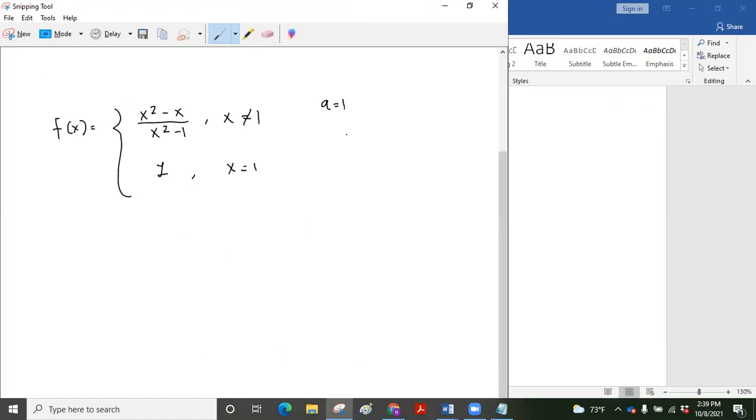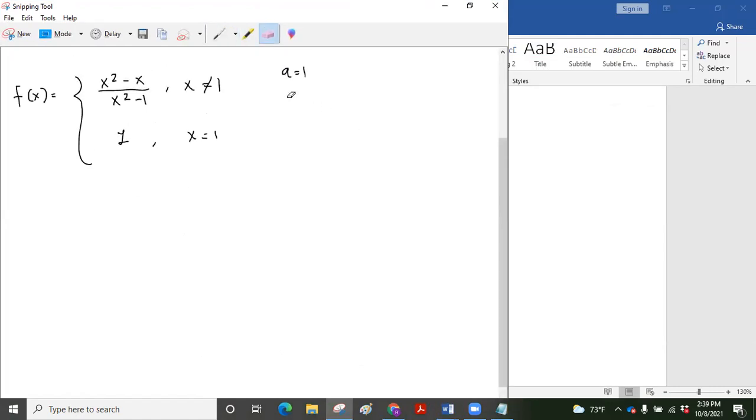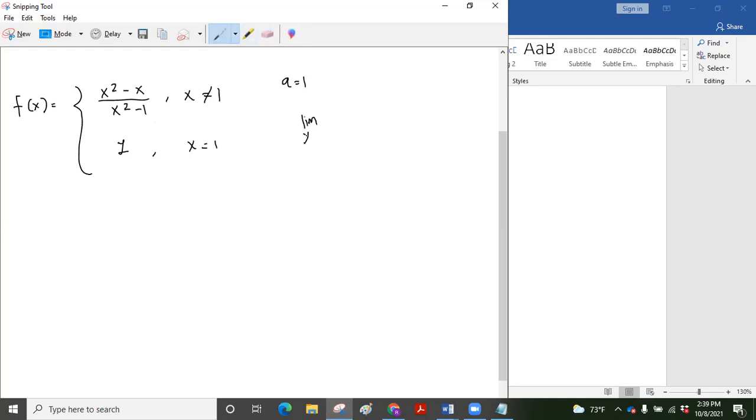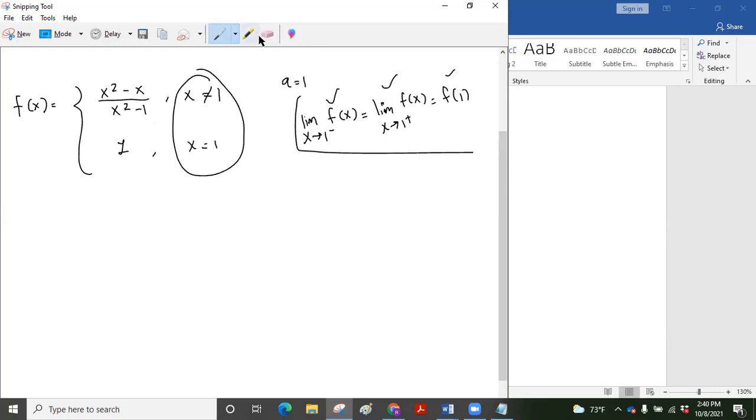My theorem tells me that the limit as x approaches a, in this case my a is 1, the limit as x approaches a from the left of f of x should equal the limit as x approaches 1 from the right of f of x, which should equal f of 1. If these are equal, then I'm going to say that it's continuous at 1. If not, I'm going to say that it's not. My point of interest is 1, because I know that the function is doing something weird at 1, which is why I've chosen an a value of 1.